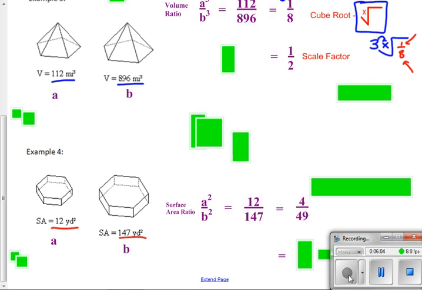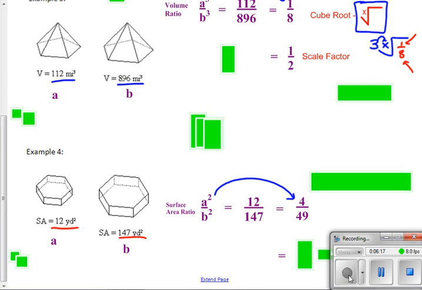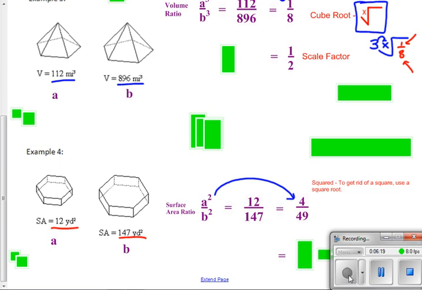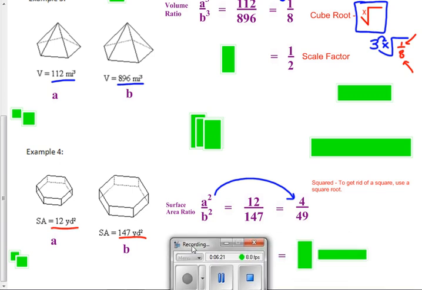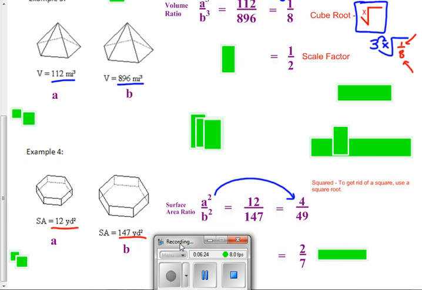Next thing I would want to do is go ahead and reduce that fraction. That fraction will reduce to 4/49. Remember now, this is squared. We want to get the scale factor, so we need to get rid of a square. To get rid of a square, we're going to go ahead and use the square root, and we've dealt with square root a lot this year. So the square root of 4 is 2. The square root of 49 would be 7, and that would be our scale factor in example 4.